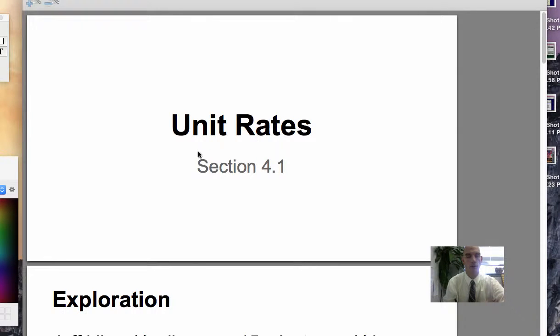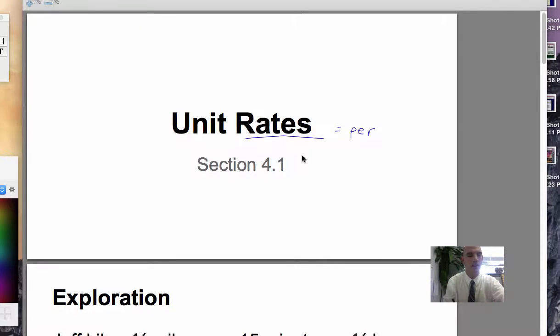Welcome back. Today we're going to talk about unit rates and what that means for us as far as finding how much per. See, because we have talked before about rates, and rates mean per. So miles per hour, dribbles per minute, anything like that.